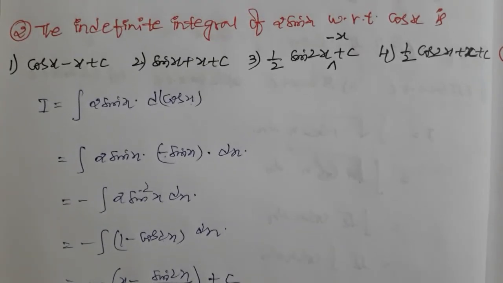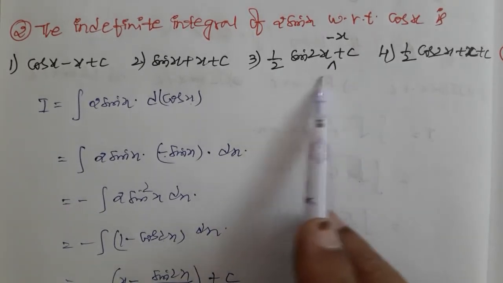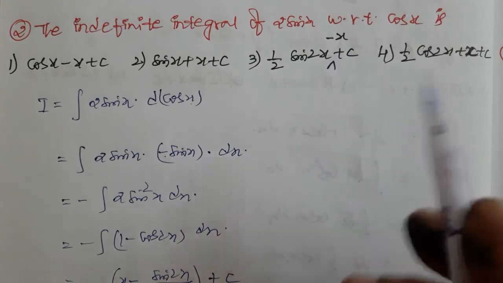Let us check the options. Half of sin 2x minus x plus c. The third option is the correct option, since here we have the minus x.